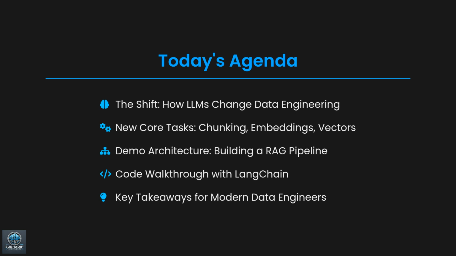In this video, we will first discuss the fundamental shift in data engineering caused by LLMs. Then we will explore new core tasks like chunking, embeddings, and vector storage. After that, I will walk you through the architecture of a Retrieval-Augmented Generation, or RAG, pipeline, and we will build one using Python and LangChain. Finally, we will wrap up with the key takeaways.